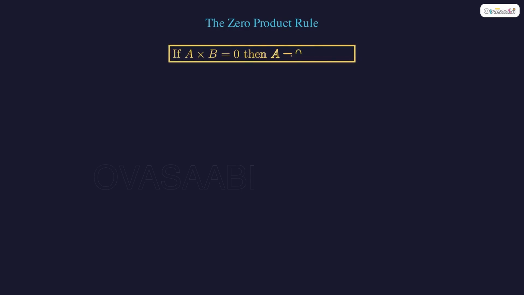Here is the key rule. If two things multiplied give 0, then one of them must be 0. Like at the market, if the price times quantity is 0, either the price or the quantity is 0.